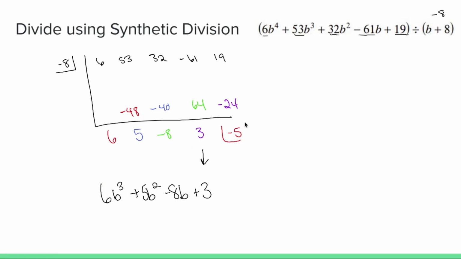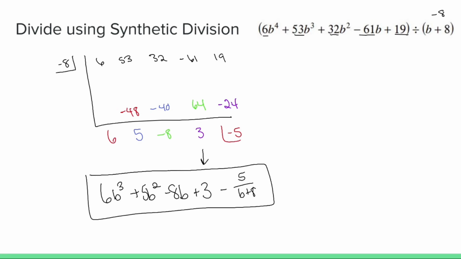Now this remainder is going to go over whatever our factor is as a denominator, and then we add that remainder to it. So instead of saying plus -5, I'm just going to say -5 because it looks better. So that, ladies and gentlemen, is synthetic division.